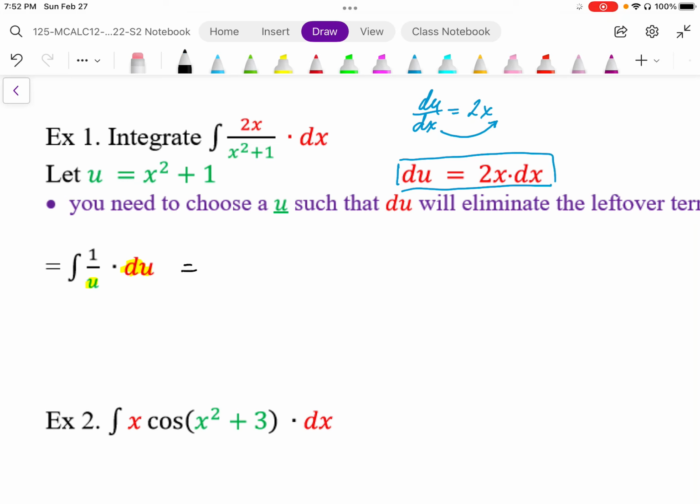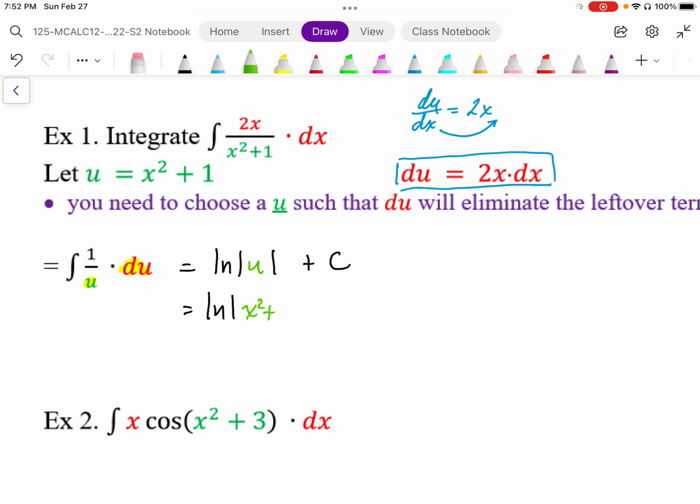Well, 1 over u turns into log of u plus c. Now, we don't want our integral to be in terms of u. We actually want this in terms of x. So what we're going to do is replace the u with x squared plus 1. By doing that, we've now brought it back in terms of x, and there is our integral.